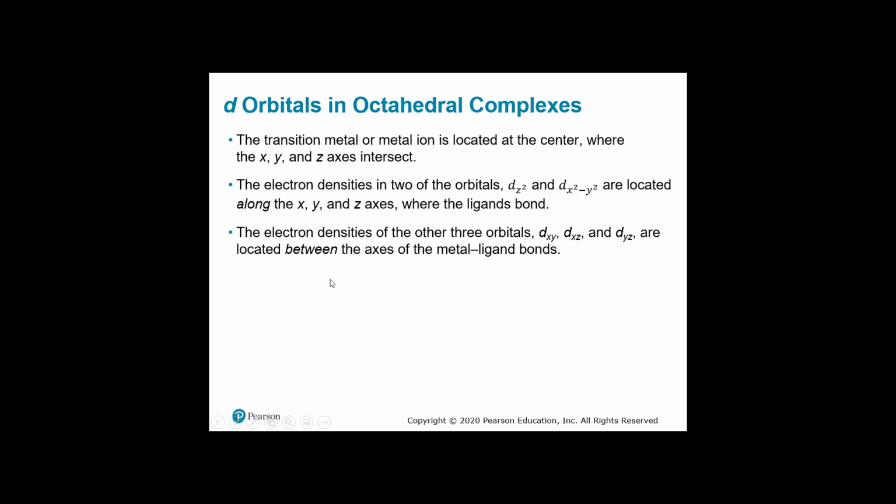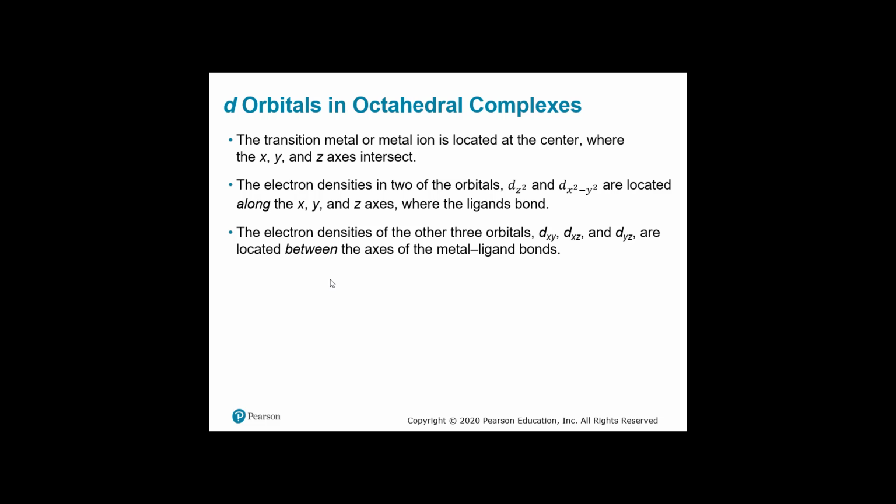Okay, so when we're looking at a transition metal or a metal ion, where the x, y, and z axes intersect. Well, when a ligand comes in, some of the orbitals, such as the two orbitals, the dz2 and the dx2-y2, are located directly on the axis, and the ligands bond there. But remember we're looking at electron densities, and there is density to the metal ion, so these electrons will start repelling where the axes are, and that can cause higher energy.